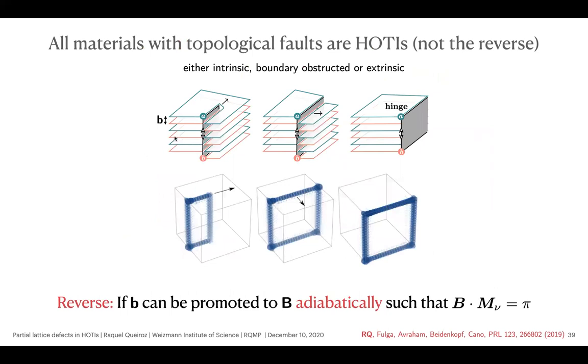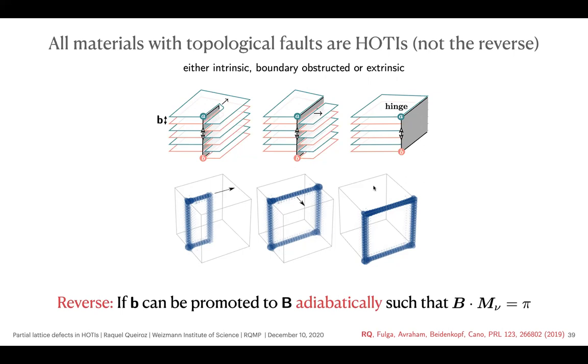So if we are to make a general statement about these types of defects in higher order TIs, by definition, we can always move around this stacking fault, and in particular push it all the way to the surface and to the hinge, which would mean that every material that allows for topological faults is to some extent a higher order topological insulator, but the type of topological insulator depends. It can be either intrinsic, boundary obstructed, or extrinsic, meaning that it would be only locally stable.